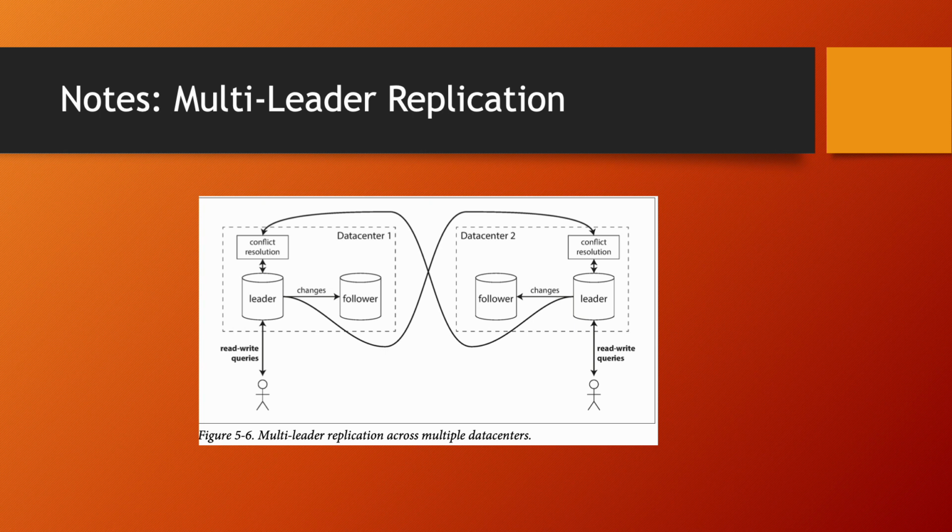And then it goes through the conflict resolution logic, and then it gets applied to the leader. And that leader in data center 2 passes its changes to its follower. And the same thing happens on the right-hand side. In data center 2, the user does reads and writes to its leaders and followers, and those changes get propagated to the data center 1 leader and its followers, with conflict resolution logic.